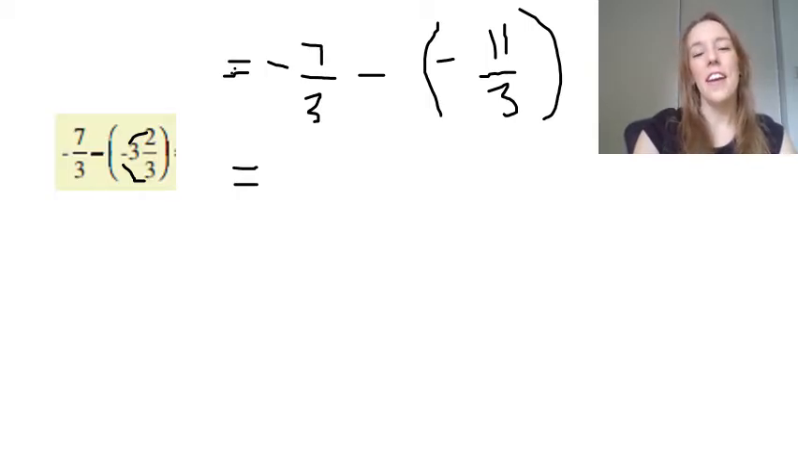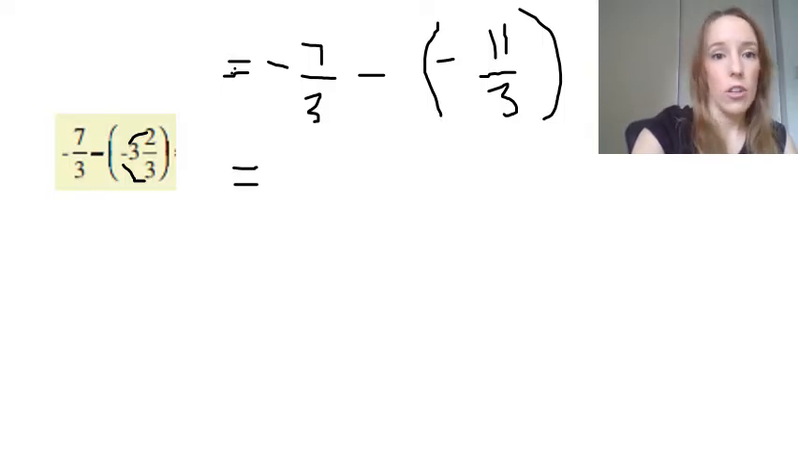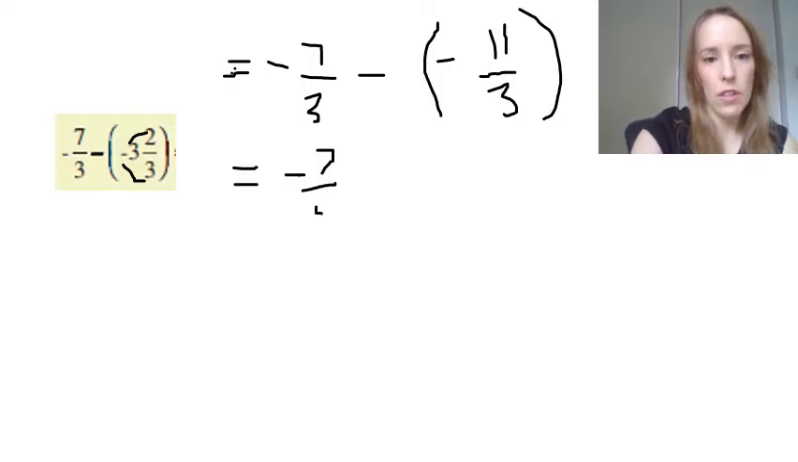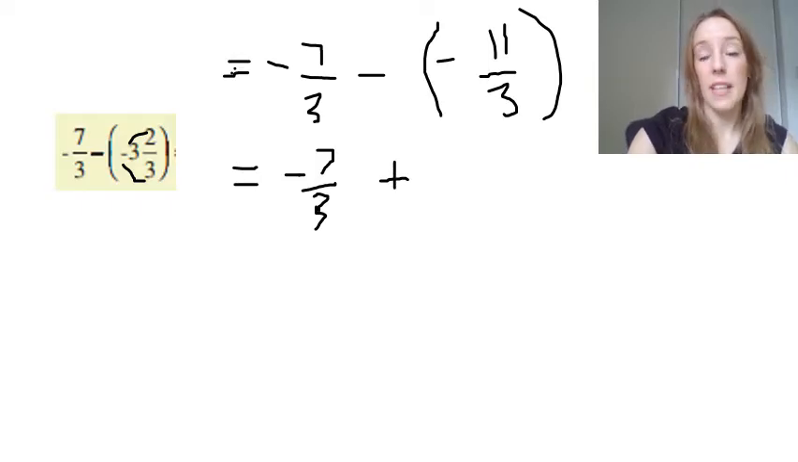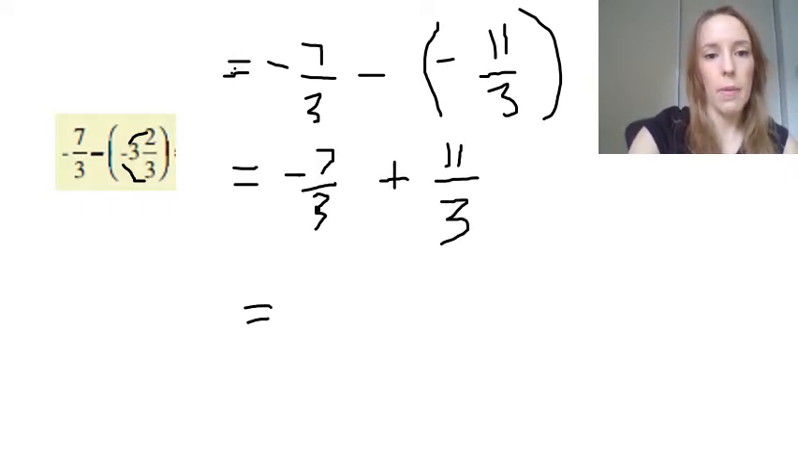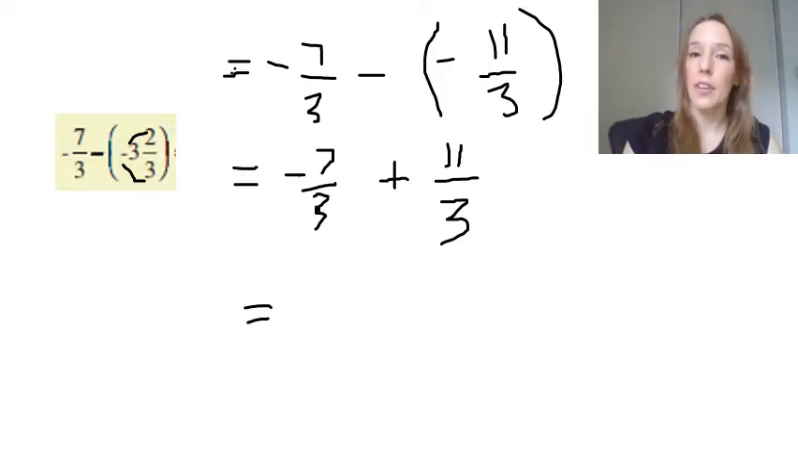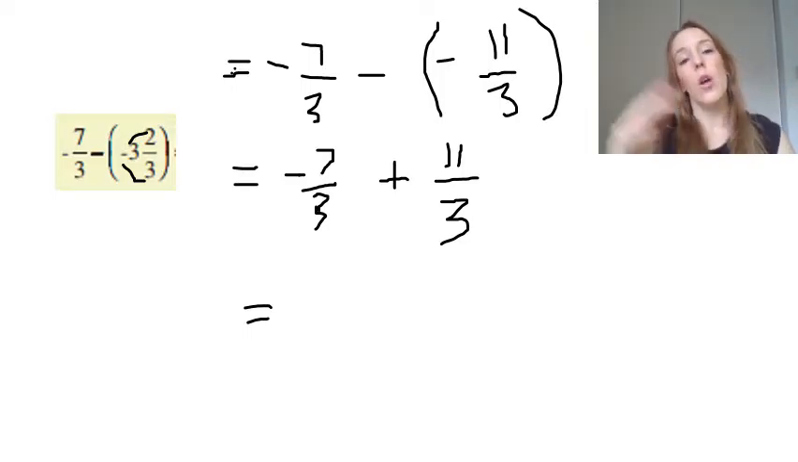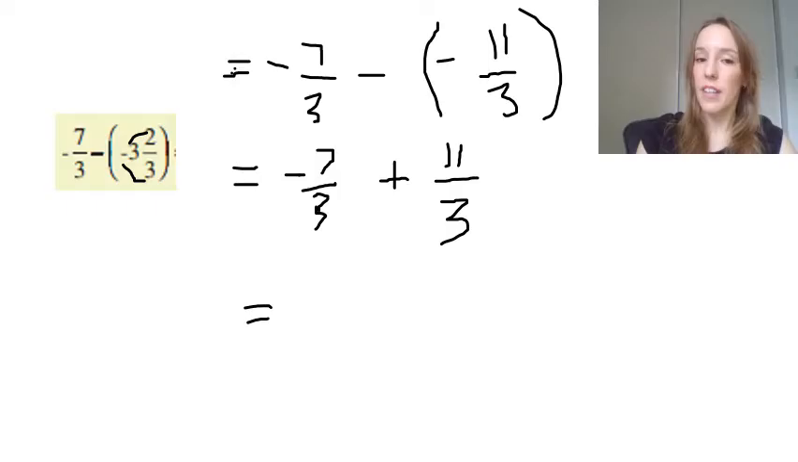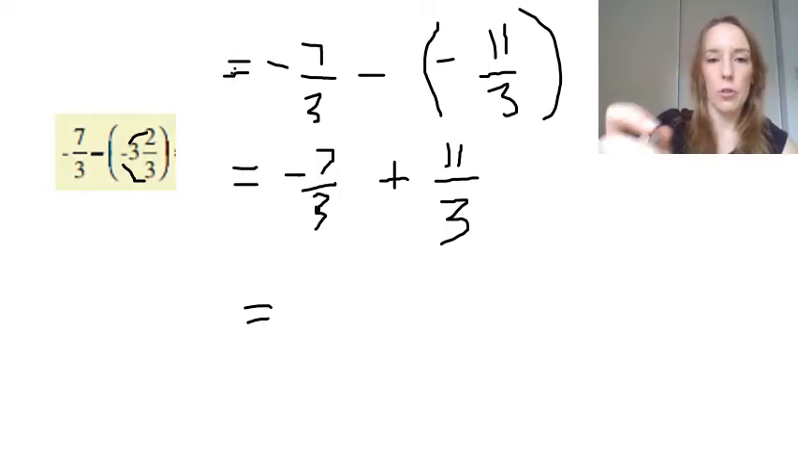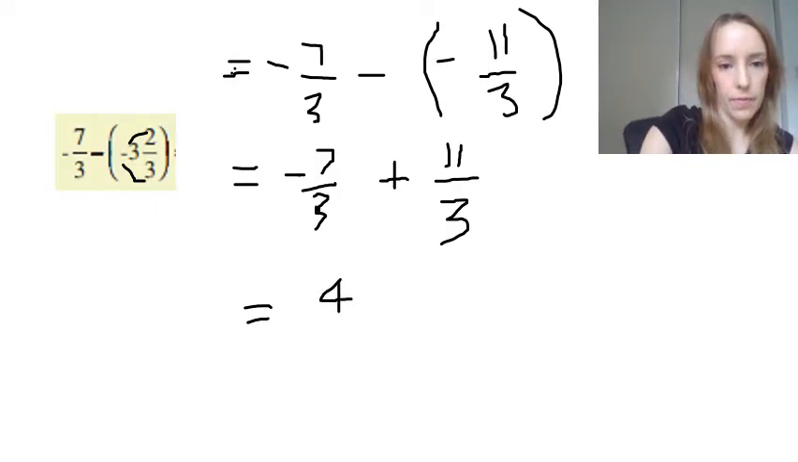So negative 7/3 take negative 11/3. So remember, when we're taking a negative, it's the same as adding. So we have negative 7/3, it's the same as adding 11/3. Right. So from there we've got negative 7 plus 11. So using our number line, we're going to add up. So negative 7 plus 11, which will leave us with 4/3.